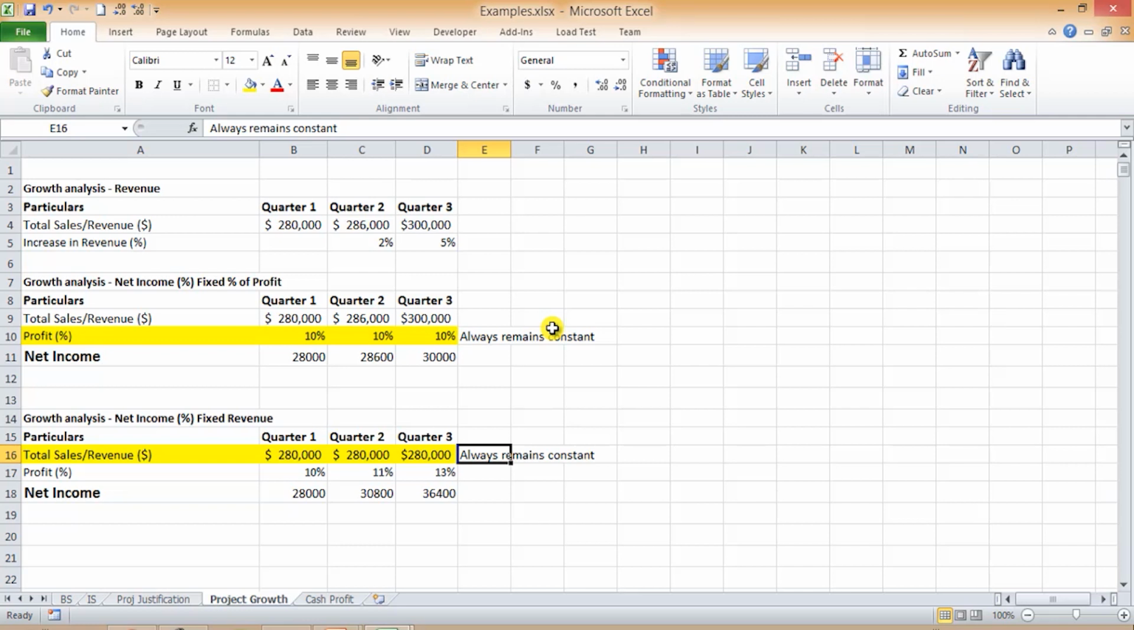So that's why it's important for you to know not only the income analysis for the existing projects which are in hand, but also the growth prospect of the existing projects, as well as the projects which you're going to take up in the future. With this, we complete the growth analysis of a project.